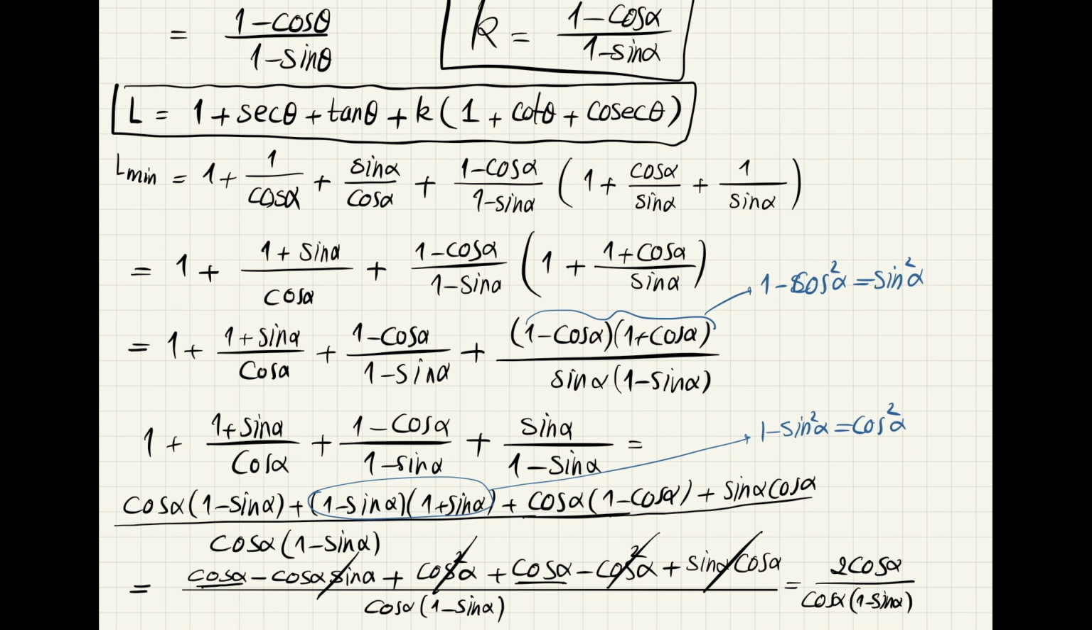And finally, this becomes 2 over 1 minus sine alpha. So let us write here: L minimum is equal to 2 over 1 minus sine alpha.